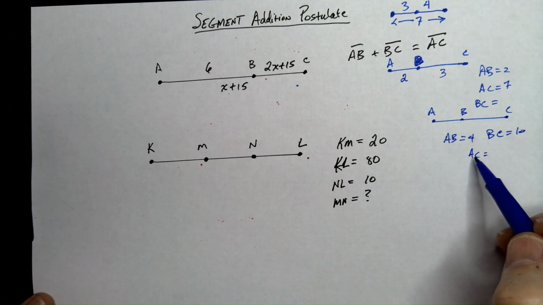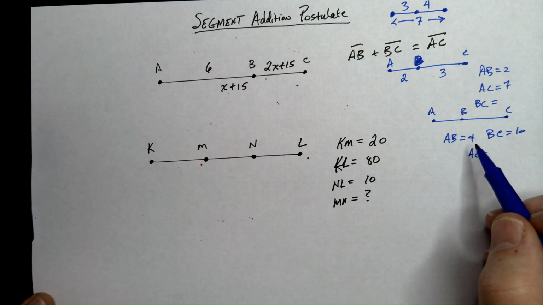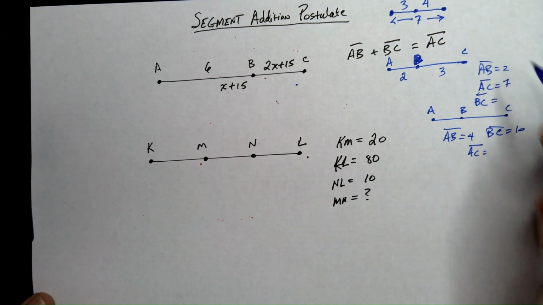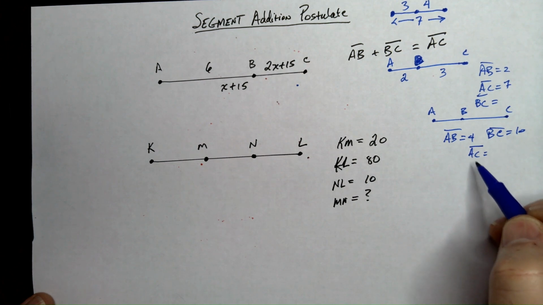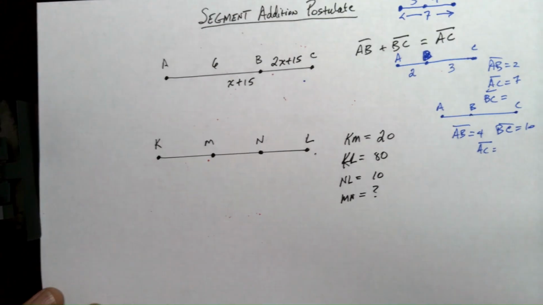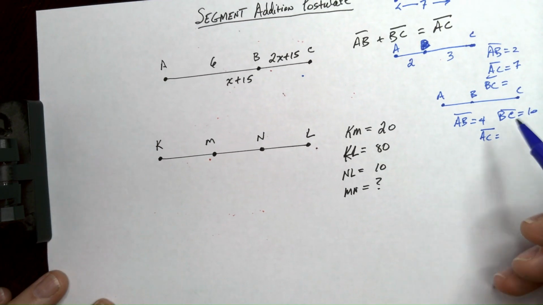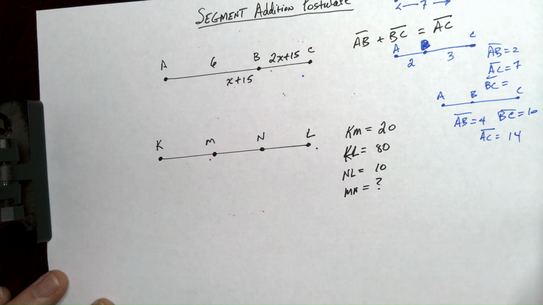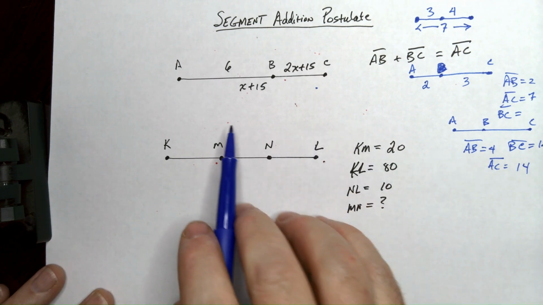The tricky part is you have to figure out what it's asking for. AC starts here and ends there. With line segments, I should use the proper notation, it's got the bar on top. The two letters you see, those are the endpoints, right? So if this is 4 and this is 10, then the whole thing is 14.